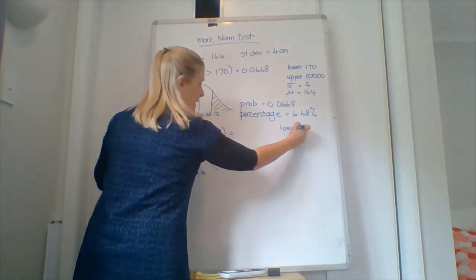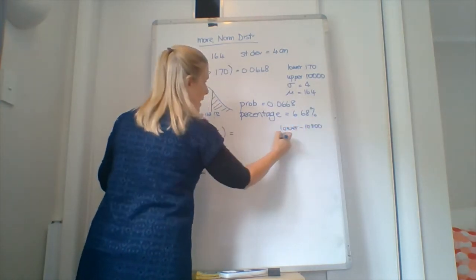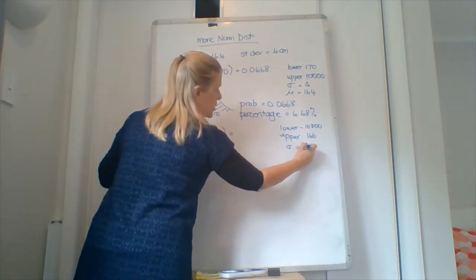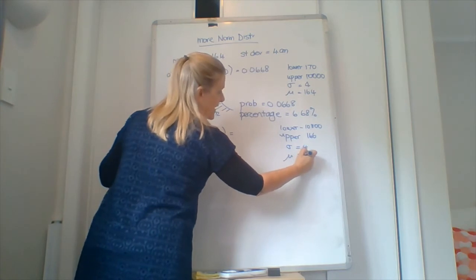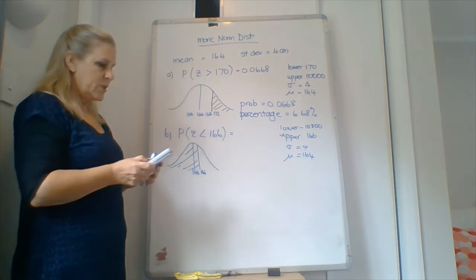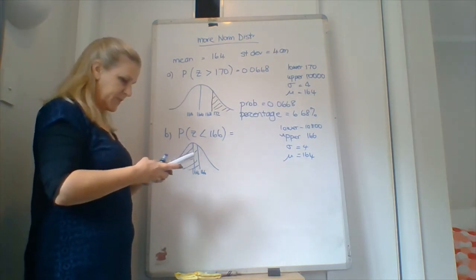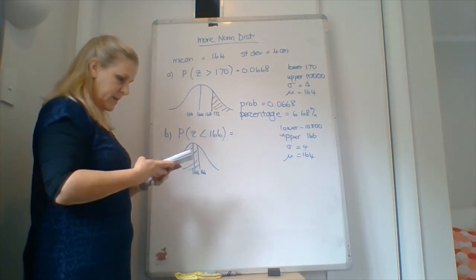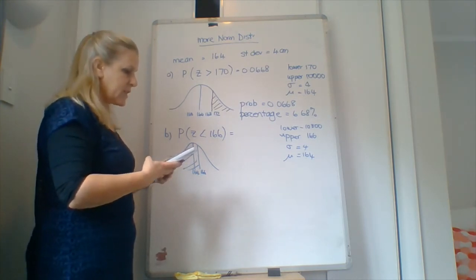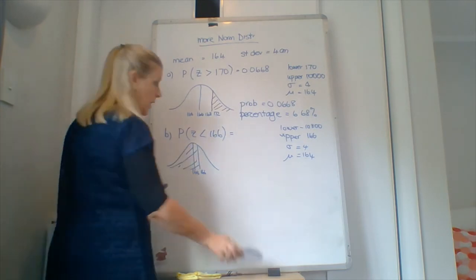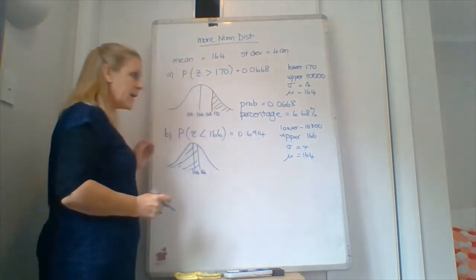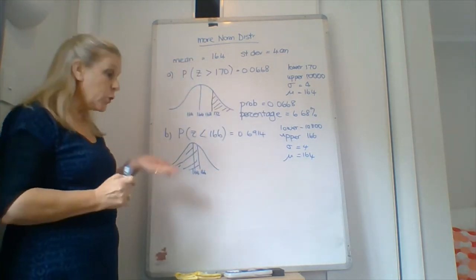Lower is negative 10,000, upper is 166. These two haven't changed because my class has that and they said it's representative of my class. So therefore I can put the top 2 things in. Negative 10,000, I don't have to change the bottom 2 things, 166. So the probability is 0.6914.